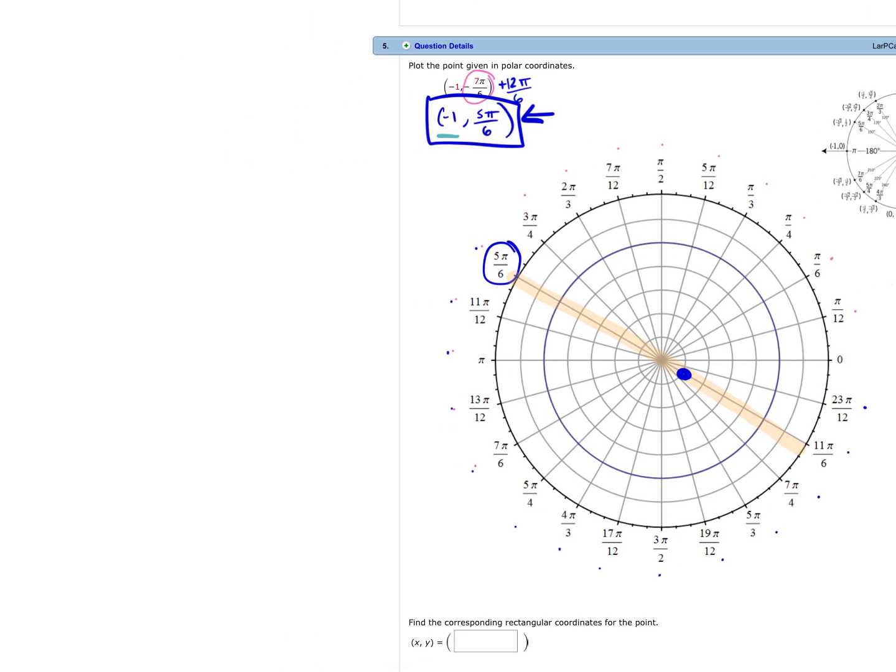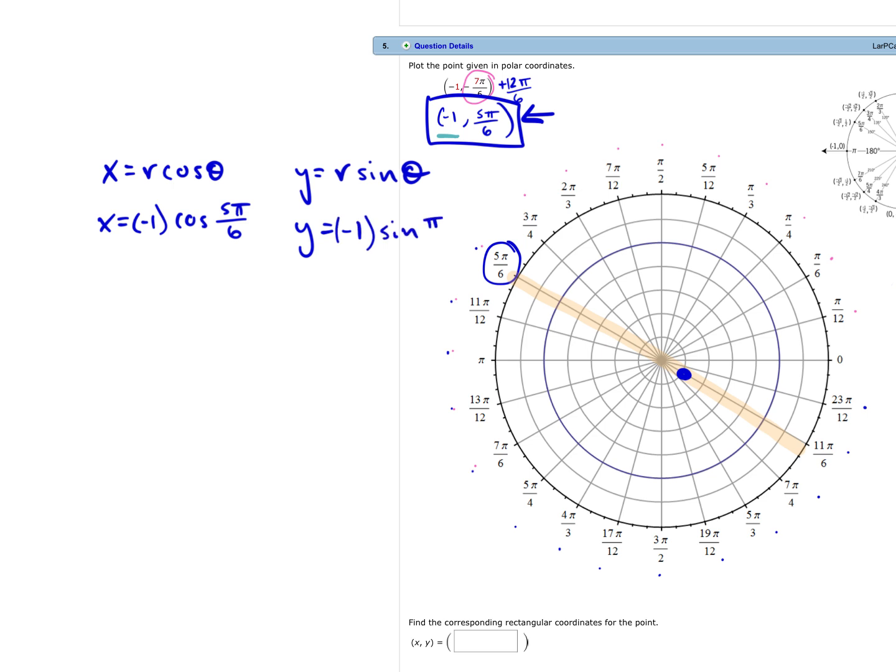So when we convert it to rectangular, we have x equals r times what? Cosine of theta, and y equals r times sine of theta. So x is equal to negative 1 times cosine of 5 pi over 6, and y is equal to negative 1 times sine of 5 pi over 6.